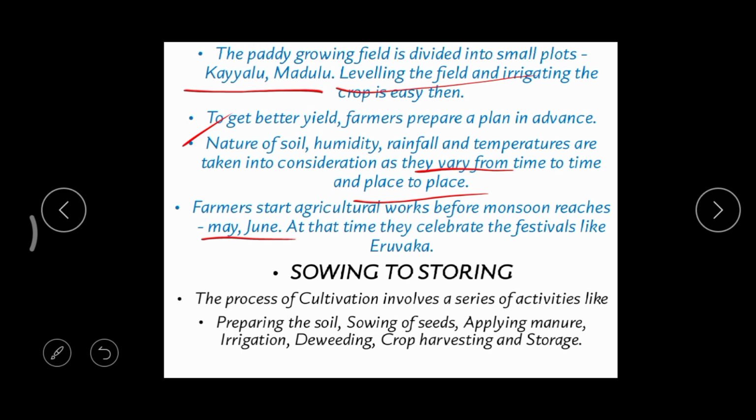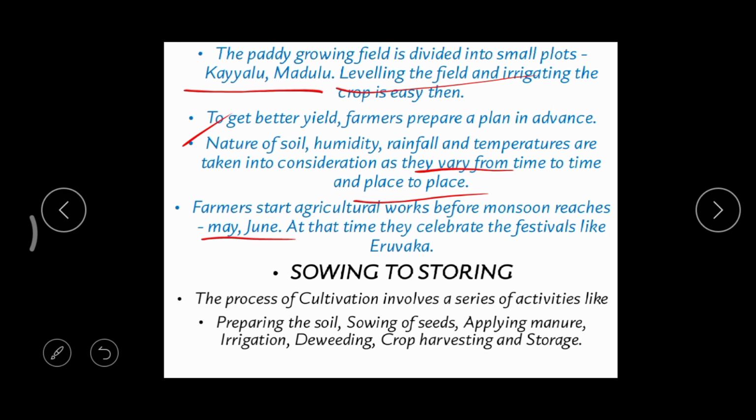Have you heard about this? Especially in the villages, at that time they conduct a special festival, and we call that festival Eruvaka, and some folk dances and some special songs are sung by the farmers. Have you heard about that song? Yeah, of course you can hear. This is a very beautiful song, and almost all the farmers like to hear this kind of songs, right?